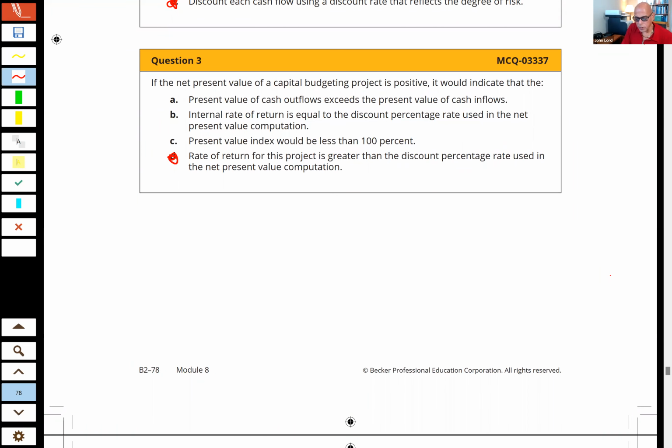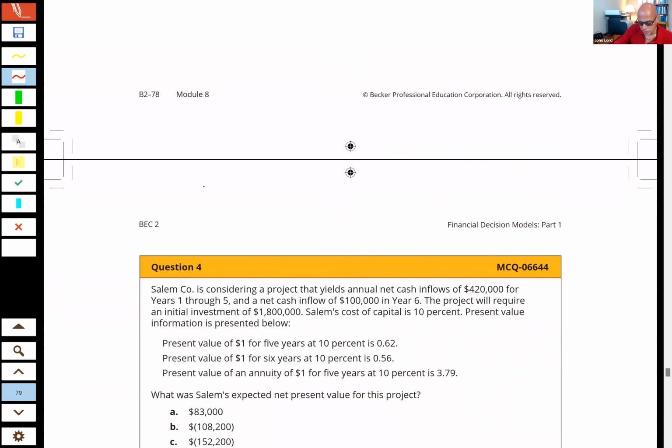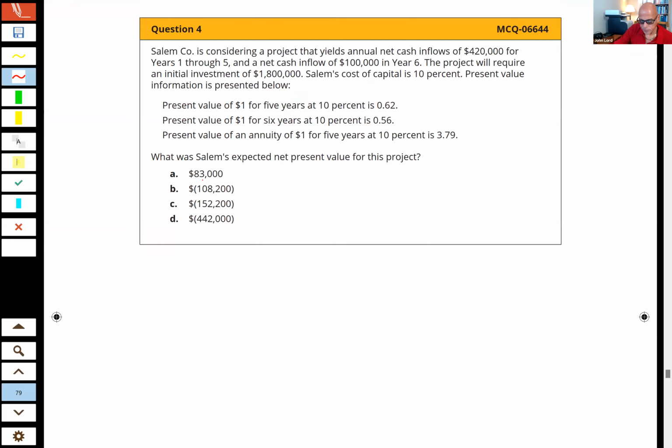D, rate of return for this project is greater than the discount percentage rate used in the net present value. Yeah, okay, that's going to be correct. The rate of return for the project is greater than the discount percentage rate used. That's going to give us a positive net present value, and of course, we would pursue the project. Okay, good. Let's go ahead and take a look at number 4.